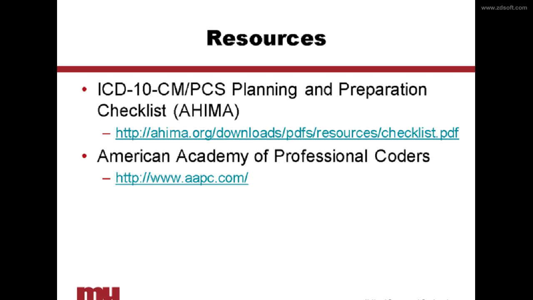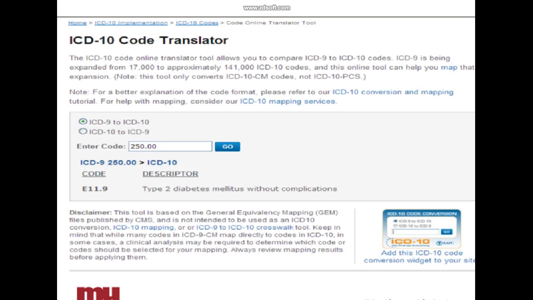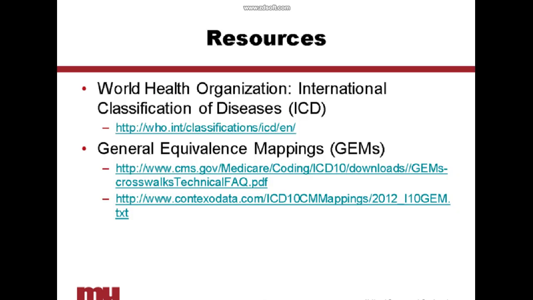Another great source of information is AHIMA. They are one of the partners with CMS for this conversion training. Planning and preparation checklists are on our website and also on CMS's website, and they're also on AHIMA's website. Lots of information there. Also, the American Academy of Professional Coders website is a great source of information. And I showed you the translator, what that did live.